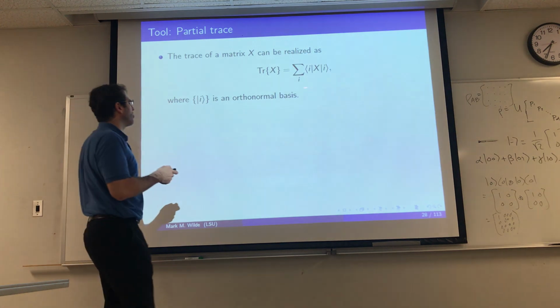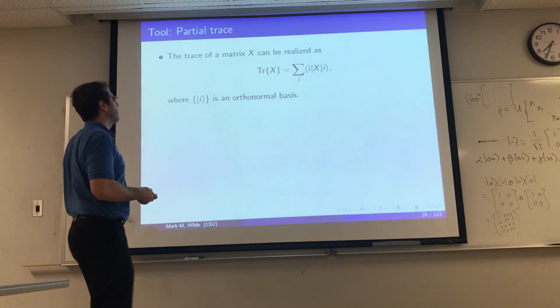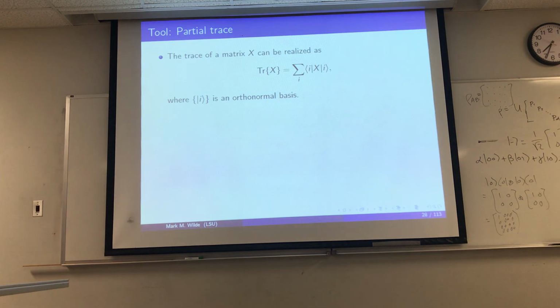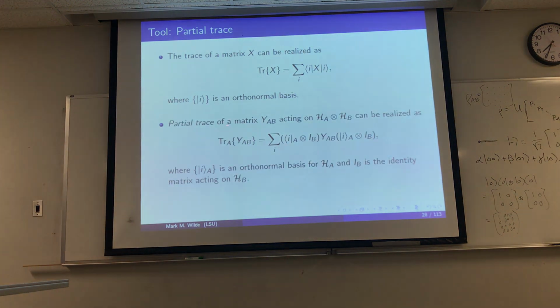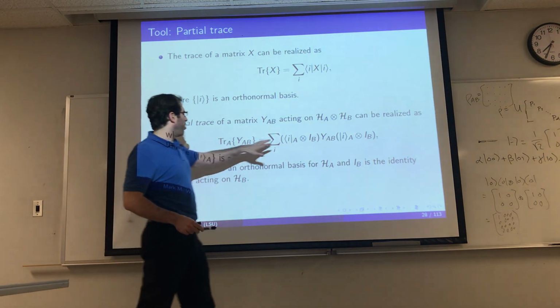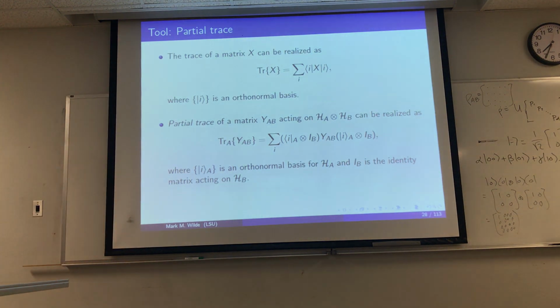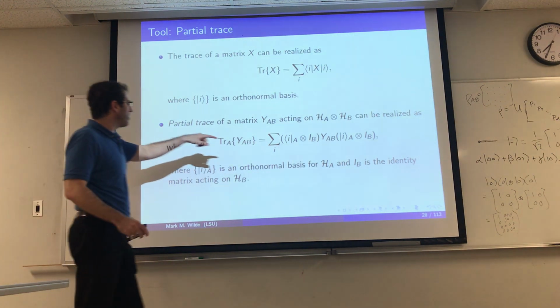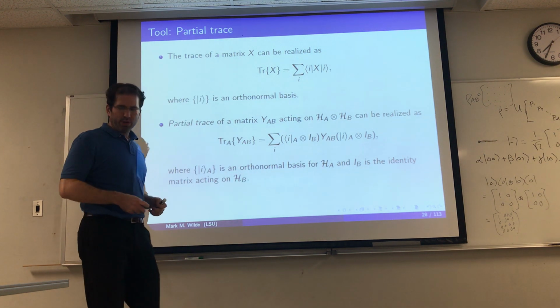So how can you calculate trace? You take an arbitrary orthonormal basis and you do the sandwiching and sum. And then you get the trace. And then it doesn't matter what orthonormal basis you take. Partial trace is exactly that. You take an arbitrary orthonormal basis for Alice's system, you tensor each of those vectors with the identity for Bob, okay? And then what does this mean?